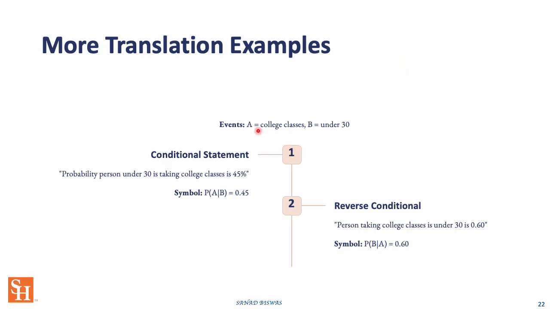So let's look into some more symbols. Here we have the same events. Event A, somebody is taking college classes, and event B, he is under age 30. Then the symbol probability of A given B equals 0.45 indicates that a person who is under age 30 is taking college classes with probability 0.45, meaning 45% of the people who are under age 30 are taking college classes. And what does probability of B given A equal to 0.60 mean? It indicates that if the person takes college classes, then the probability that he will be under age 30 is 60%, right?